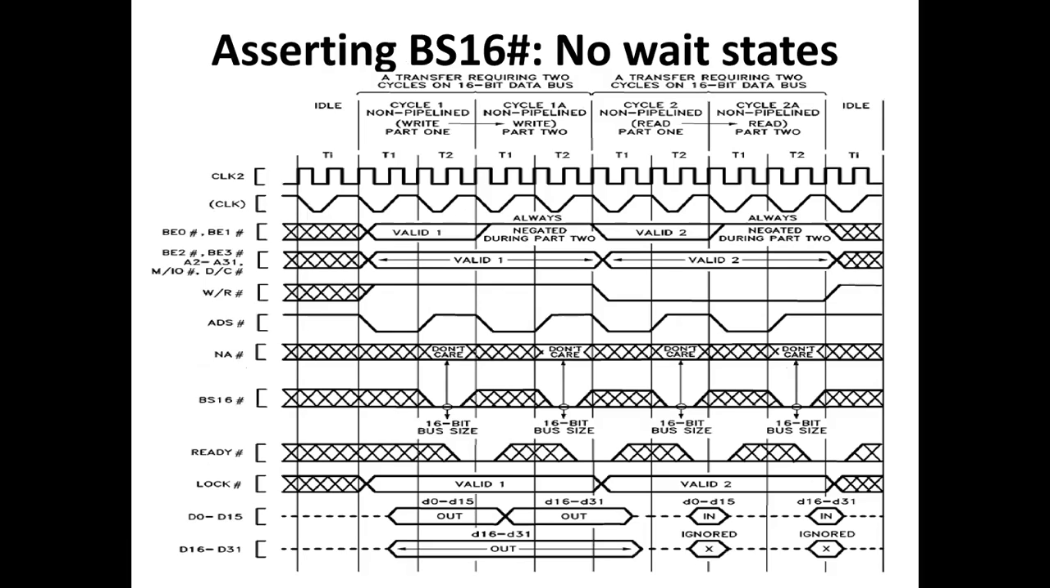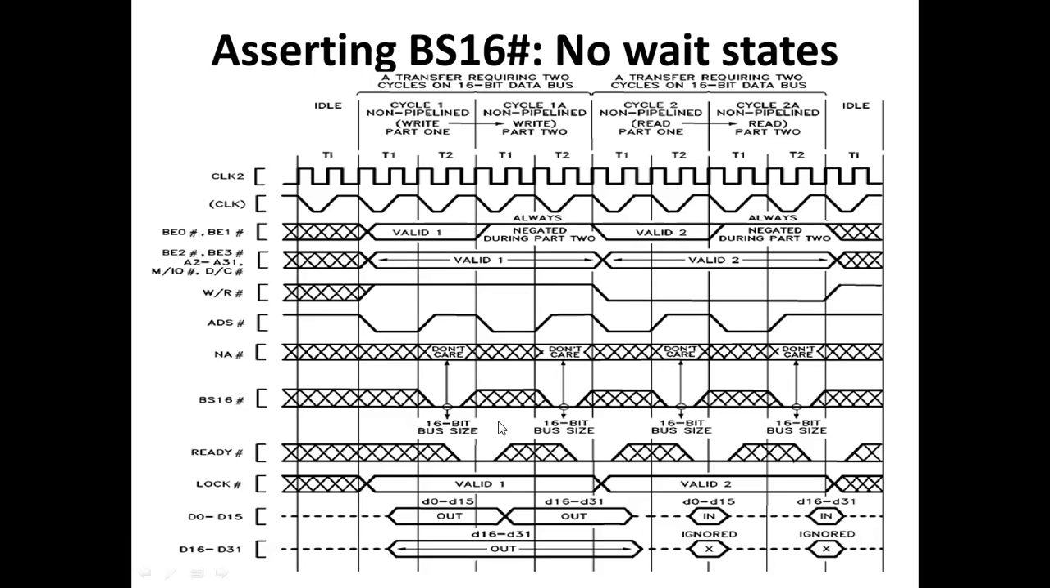The clock signal, which is upon T1, T1, T2, clock signal is there. BE0 to BE1 and BE2 to BE3. And A2 to A31 address lines are used here. The read and write operation carries out the ADS signal. The NA signal is there, in which during the T2 the don't care situation occurs. BS16 signal is there, a READY and a LOCK signal which is valid during the T1, T2, T1, T2 cycle, non-pipeline write and read operations.